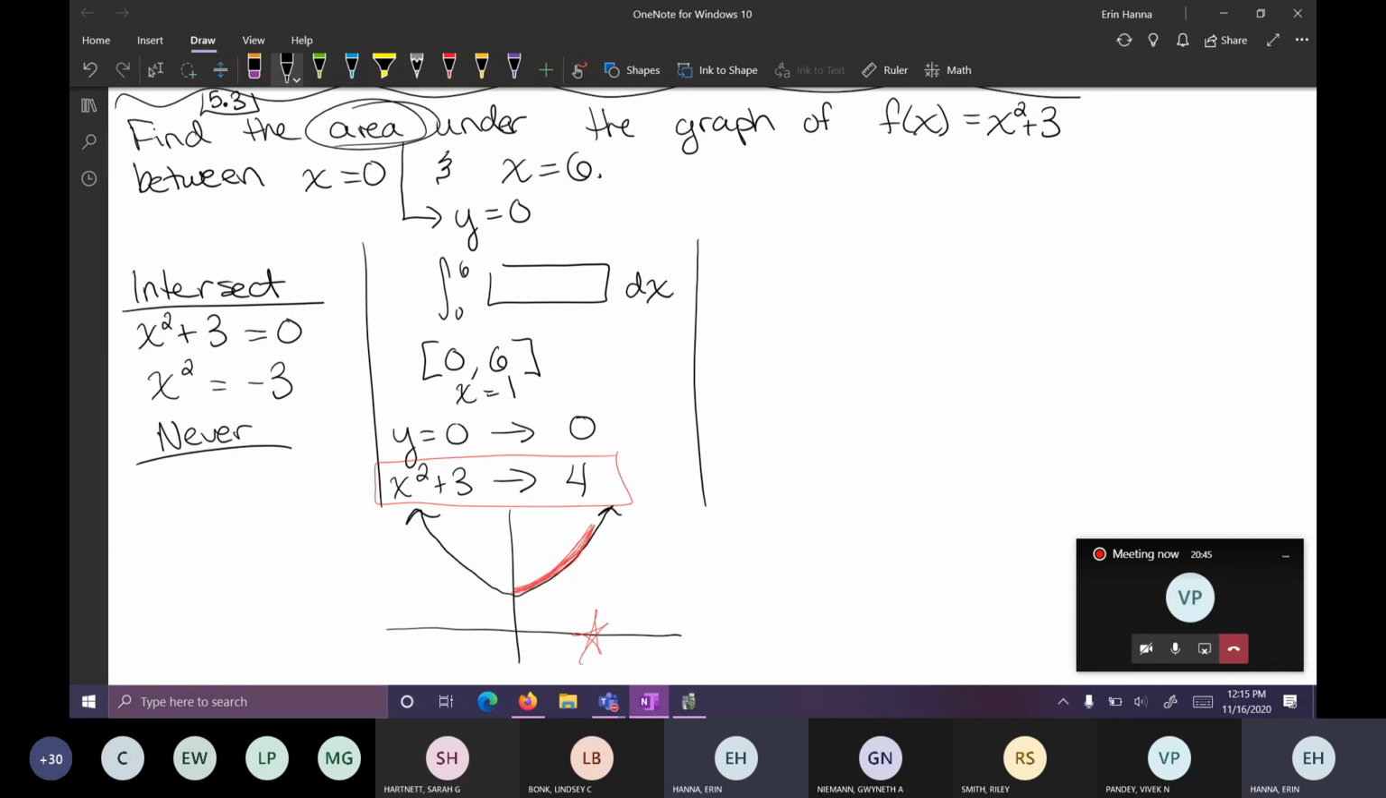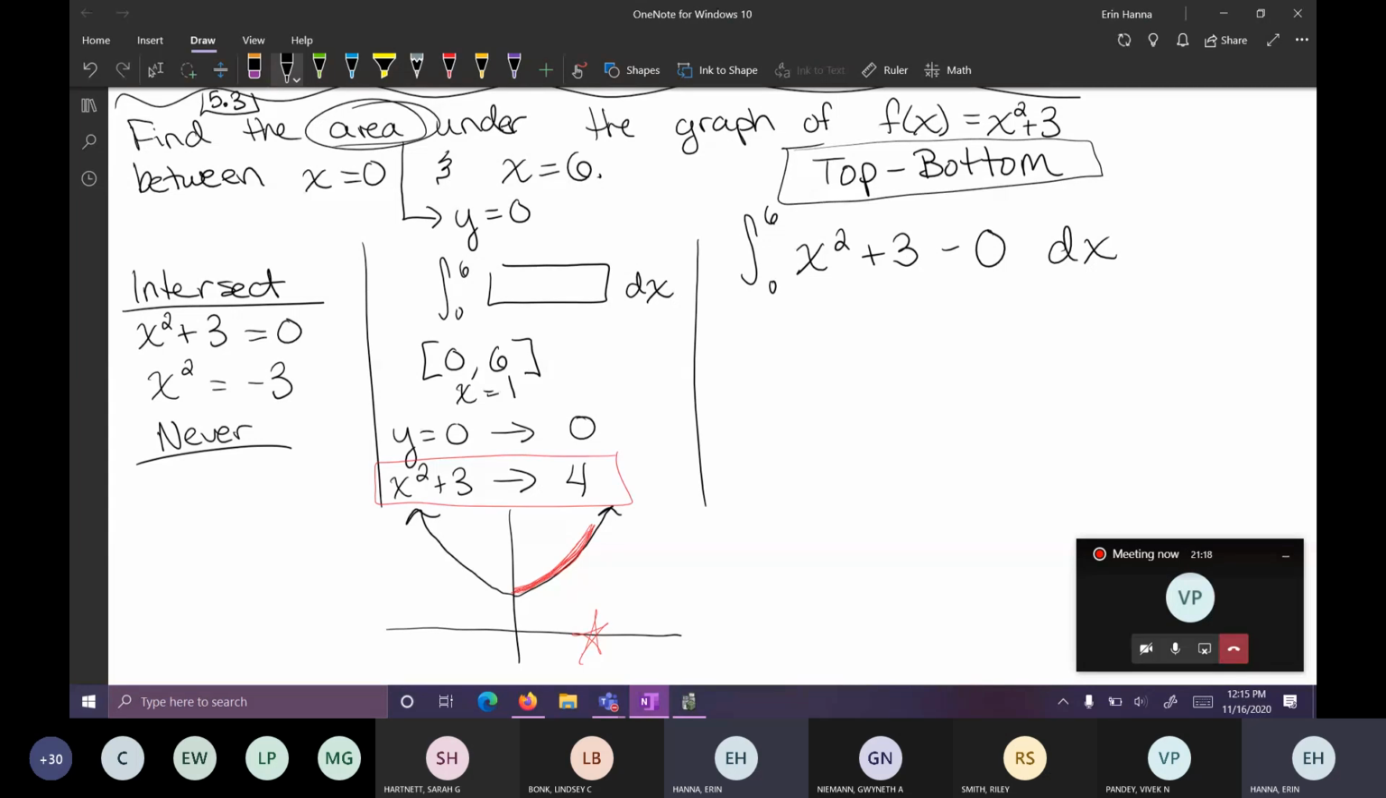So essentially what we found now is that they didn't intersect at all, so we didn't have to split up this integral. They gave us the interval from 0 to 6, so that means we want to calculate the integral from 0 to 6. Now remember, it's always top function minus bottom function. So here, what we just found was that x squared plus 3 was on top. So we have x squared plus 3 minus our bottom function of 0. I know when we're using the x-axis, it seems a little silly to do the minus 0, but let's keep it there to make sure we do the process correctly.